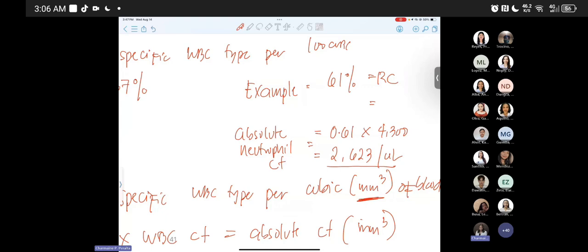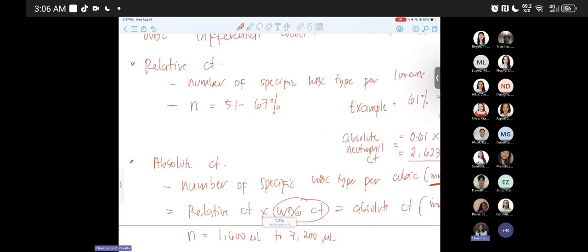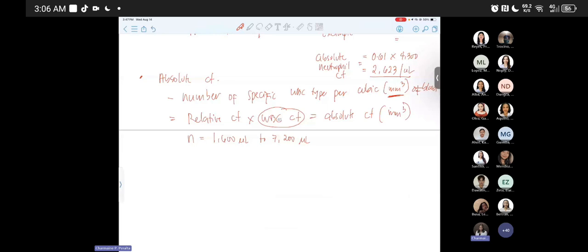Again ha, yung relative count, yan yung actual differential count. Pag absolute neutrophil count, ginagamit natin yung WBC count as a factor. Isusulat ko na lang yung normal value ng iba.